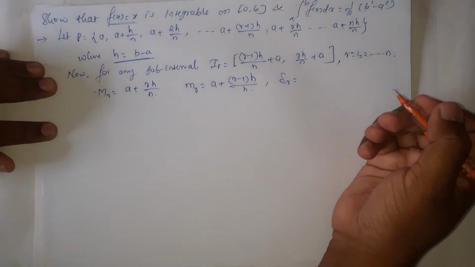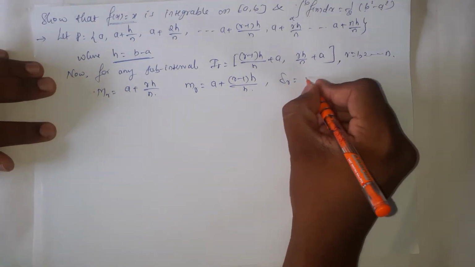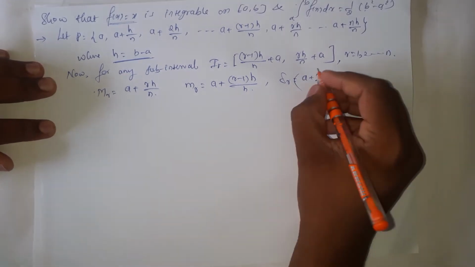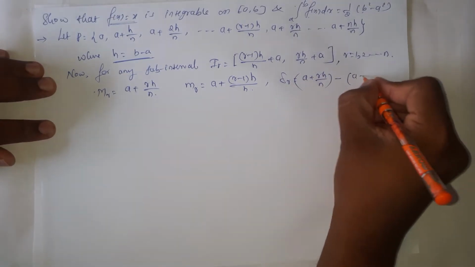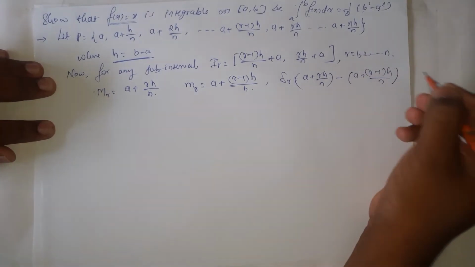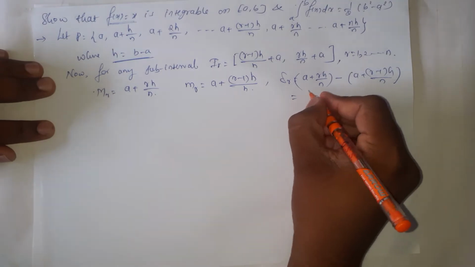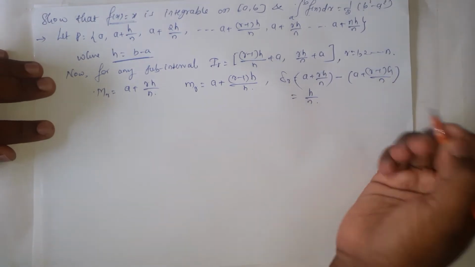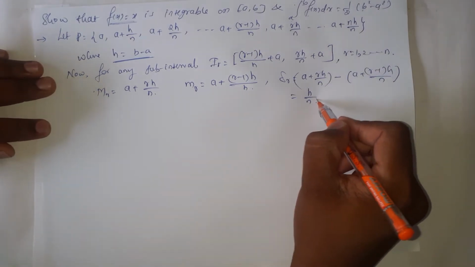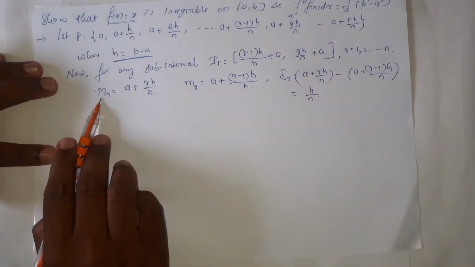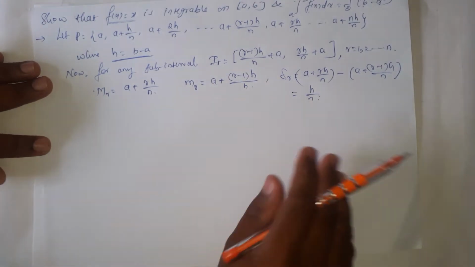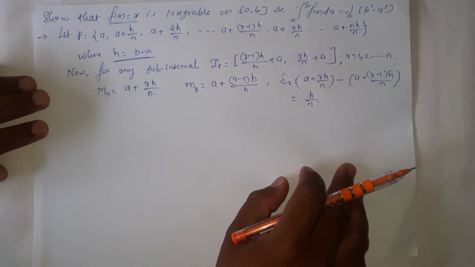And delta r, that is the length of the rth subinterval, delta r is equal to upper limit, that is a plus r h by n, minus a plus (r minus 1) h by n. Then we get this one as h divided by n. On simplifying we get delta r is equal to h by n. So therefore we got supremum, infimum and length of the rth subinterval. By the help of these three we can find U(P, f) and L(P, f).